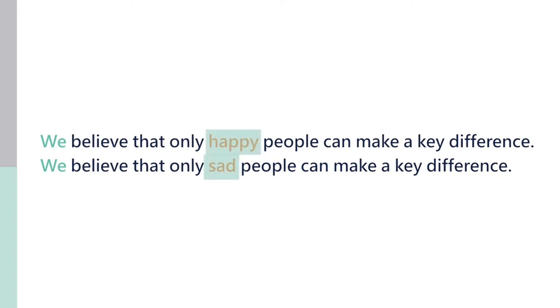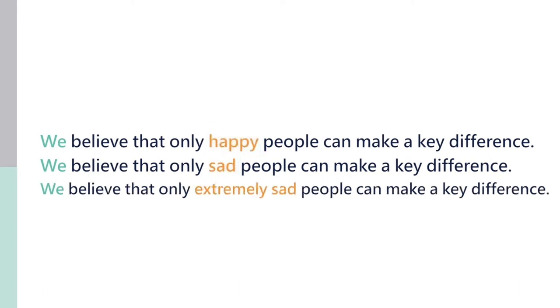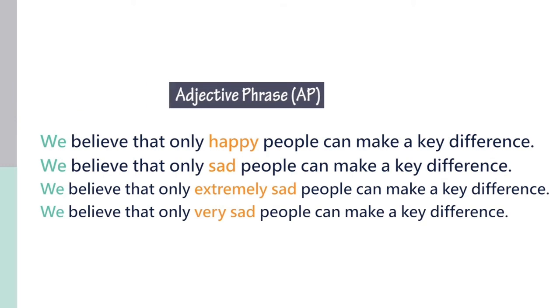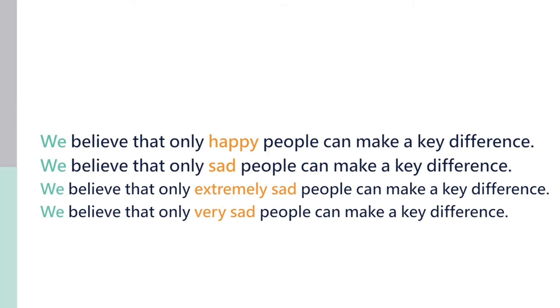For example, here I could qualify this by extremely. Then it will still be an adjective phrase. Or I could put a degree word. It's an adjective phrase. So an adjective phrase could consist only of an adjective, or an adjective qualified by an adverb, or an adjective qualified by a degree word.